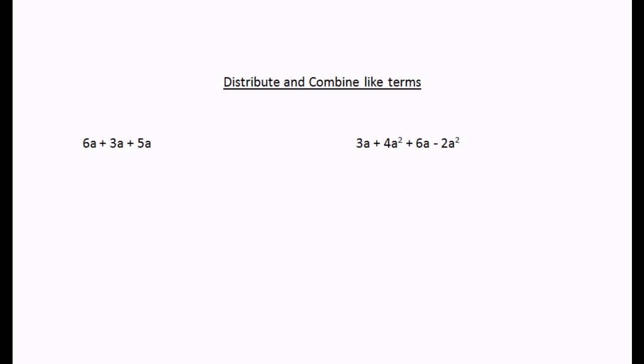This video is on distribution and combining like terms. So first I want to combine like terms. Like terms are terms that have identical stuff after the number, identical letters and powers after the number. Here I have 6a plus 3a plus 5a. After the number, all I have is a. Everything after each term, by the way, there's 3 terms here, is exactly the same, a.